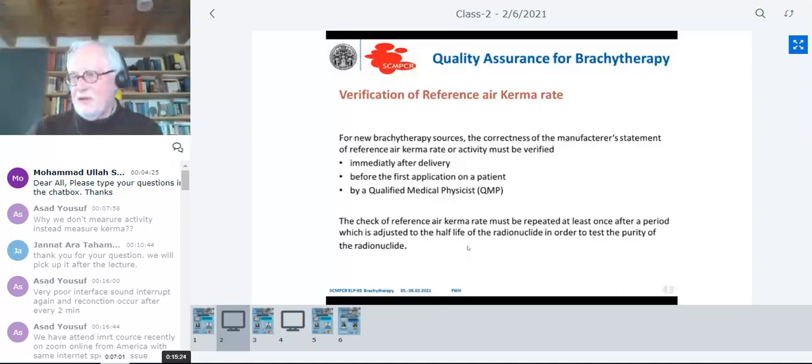If not, you must consider if there's possibly some kind of contamination, some other radionuclide in the source, which changes the decay rate. So this is a second check that you should also perform.